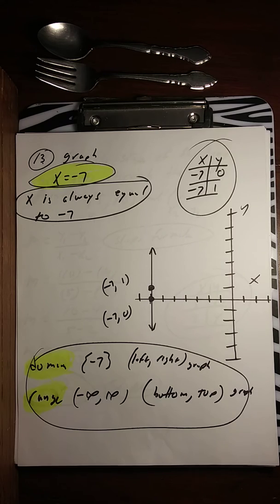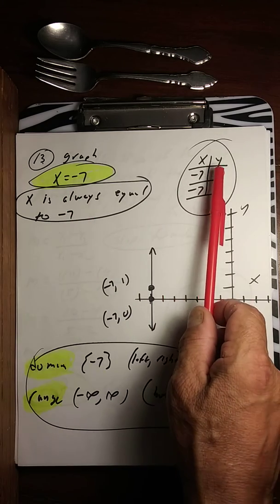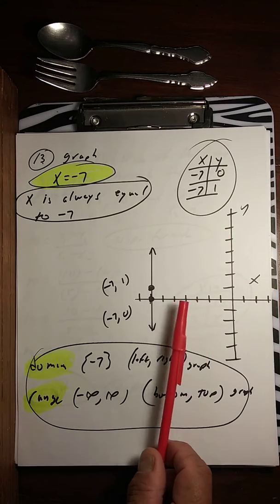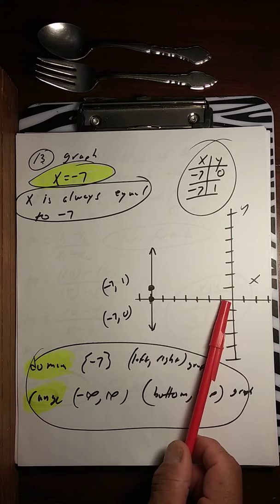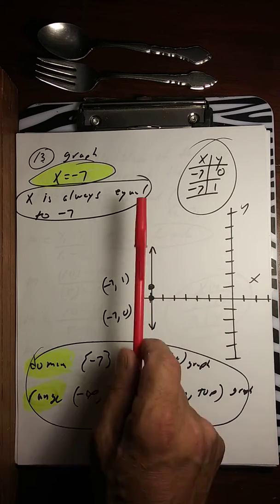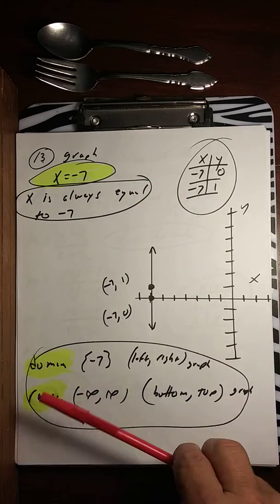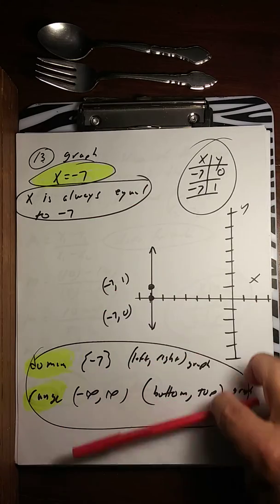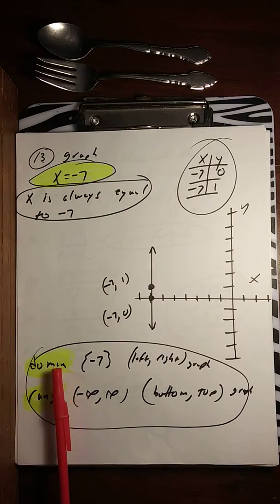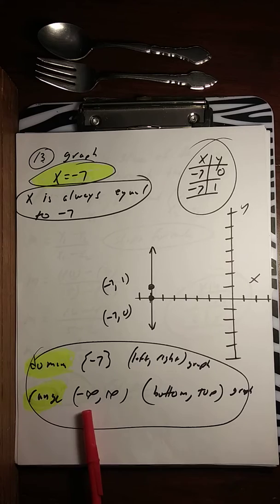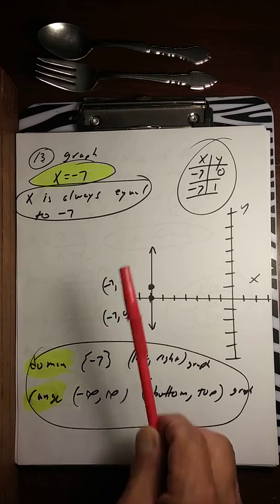X equals -7. Always. -7, so y can be 0, 1 is fine. So at -7, 0, and -7 up 1, the line goes this way. So now domain. This is going to be -7. Range goes from -infinity to +infinity. So domain, -7. Range, -infinity to infinity. Okay.